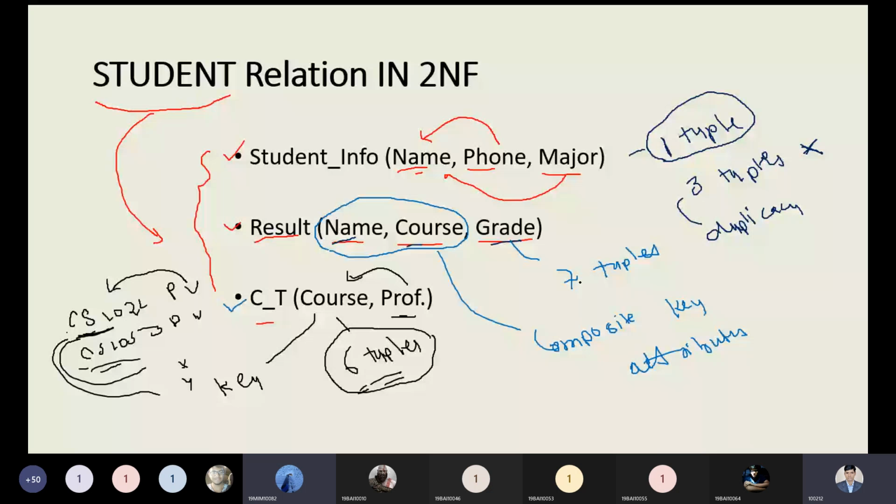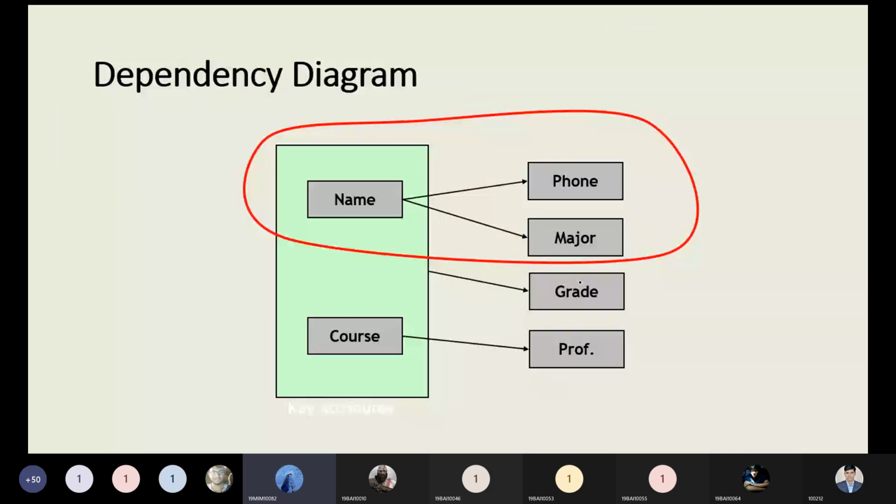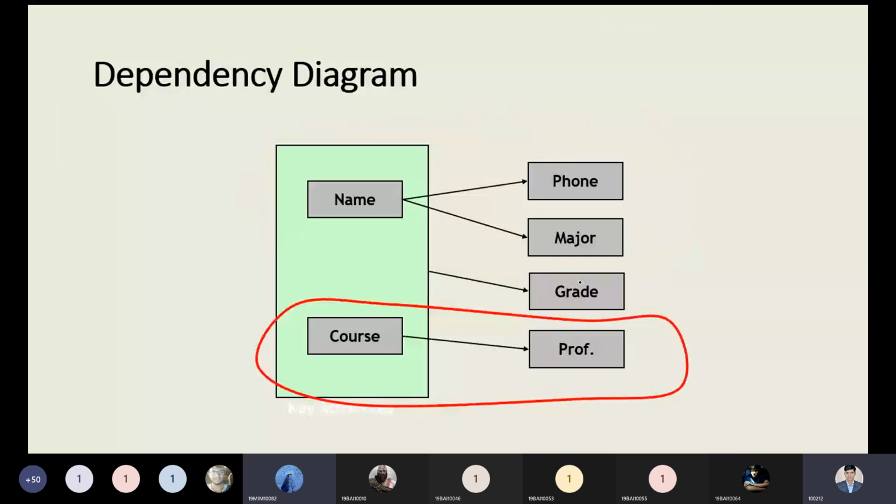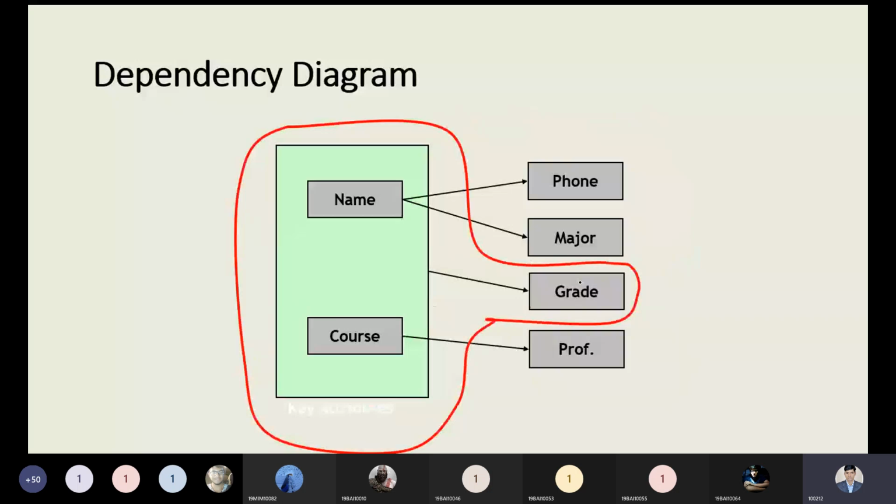Sir, for result, what will be the key attribute? Name or course? Result relation. In the result relation, three different attributes are displayed: name, course, and grade. Sir, I am asking which one out of these three is the key attribute. The key attribute will be name and course. That is a composite key attribute.